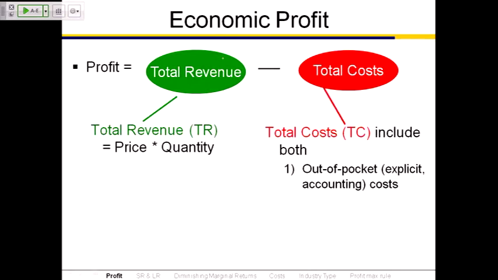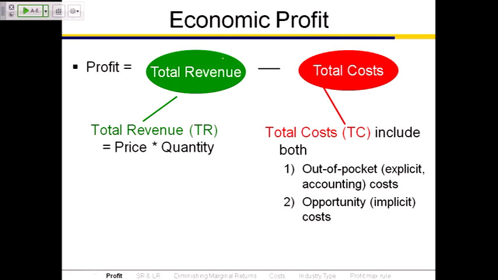Total costs, here's the important piece when you're doing economics. Total costs includes first the standard out-of-pocket costs that you would include if you were taking an accounting class. So we call those the explicit costs or the accounting costs, things like paying your workers, buying supplies, paying the rent, and all that sort of thing. In addition, for an economist, the total costs include the implicit or opportunity costs. When we're calculating profit, we look not just at the accounting costs, but the opportunity costs as well to get the total economic costs of a firm.